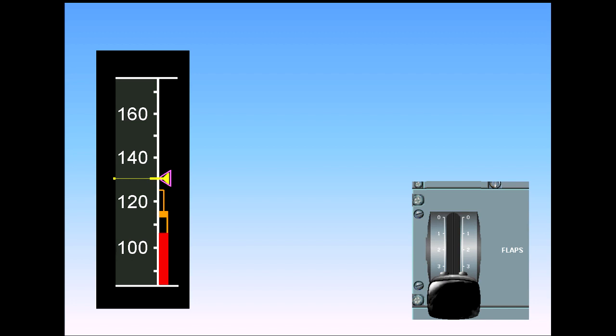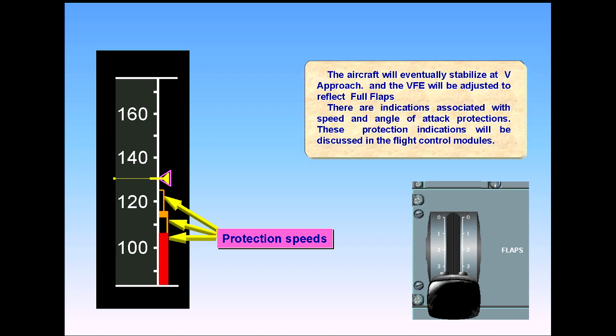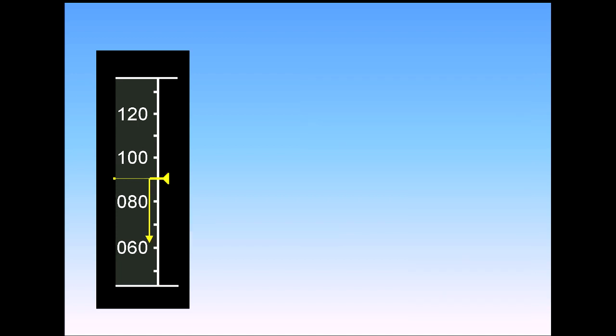There are indications associated with speed and angle of attack protections. These protection indications will be discussed in the flight control modules. Once the aircraft lands, all additional speed indications are removed except for the speed trend arrow.